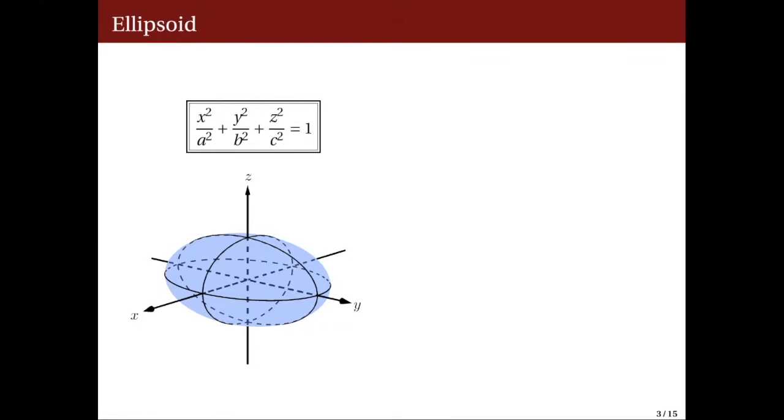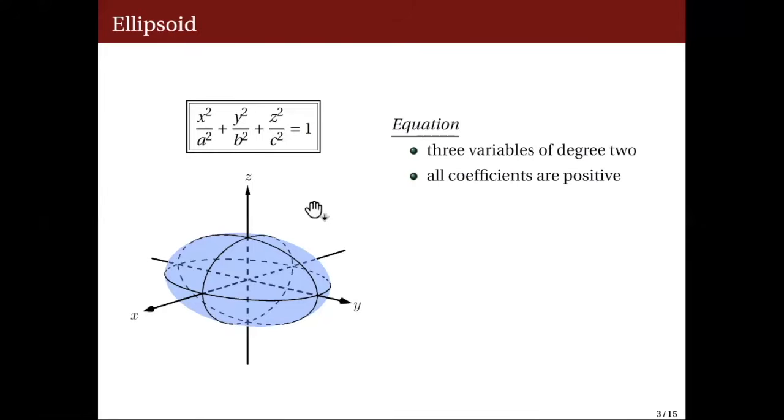Let us make relevant observations on this equation to determine what properties of the equation tell us that this represents an ellipsoid. First, notice that all 3 variables are of degree 2. Moreover, all of them have positive coefficients. And finally, the constant term is 1. So when all these 3 conditions are satisfied by the given equation, it represents an ellipsoid. Let's proceed to the graph of the ellipsoid.